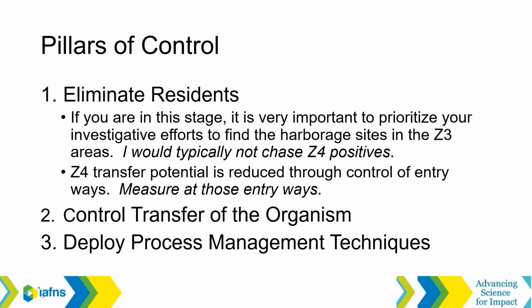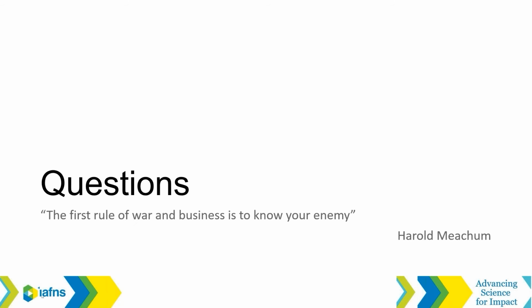So the pillars of control: eliminate residents. If you're at this stage and have not eliminated all your harborage sites, it's very important to prioritize your investigative efforts to find those harborage sites in the Zone 3 processing area. I would not typically chase Zone 4 positives at this point in time. Zone 4 transfer potential is reduced through control of entryways. Measure those entryways, then control the transfer or movement of the organism, then deploy process management techniques. Next slide.